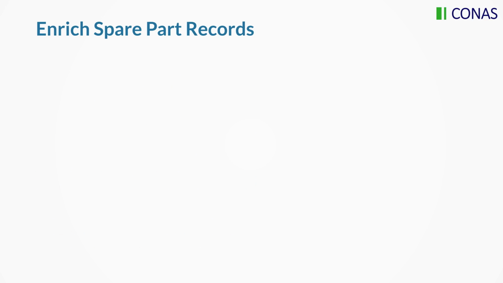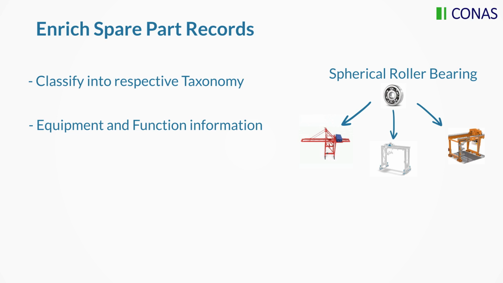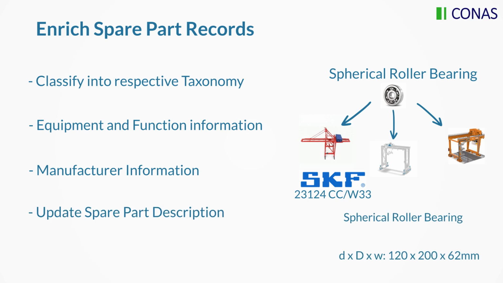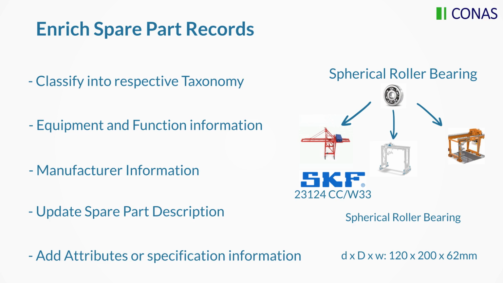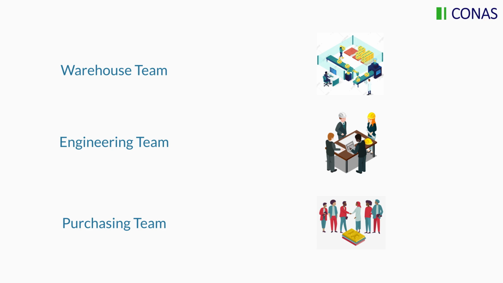Enrichment of spare part data includes classifying that spare part to its respective taxonomy. This way, you can see what kind of spare parts your enterprise buys and what the spend segregation is across different categories. Next thing we enrich is the equipment and function information associated with the spare part, where the spare part is being used. Updating manufacturer information is the most crucial part of this exercise. With the help of the manufacturer information, we can also update the spare part description. Every spare part has its attributes or specifications. If we add these specifications in the spare part description, then it'll be simpler for the warehouse team, engineering team, or purchasing team to search for the particular material or to identify the material.